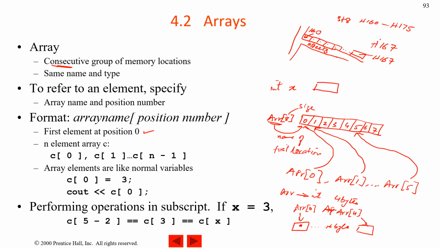If there are gaps in between, then this would not work. So start from here, skip the next 16 bytes, and this is array of 4.